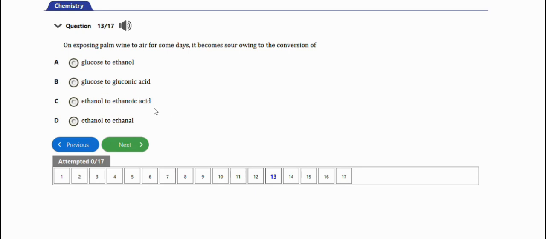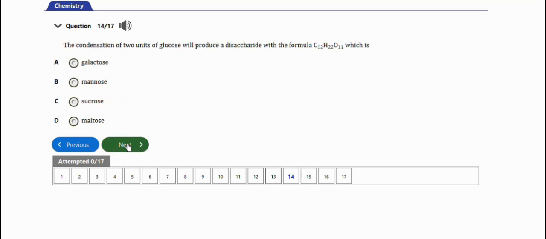The next question will be this one. It says the condensation of 2 units of glucose will produce a disaccharide with the formula, which is, so this shows that what we have here will be our maltose. Okay, option D. The next question will be this one. It says the refreshing characteristic of drinks is due to the presence of, so this is an obvious question, carbon dioxide. That's the right answer, option C.